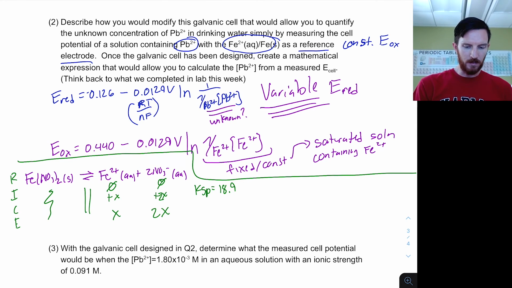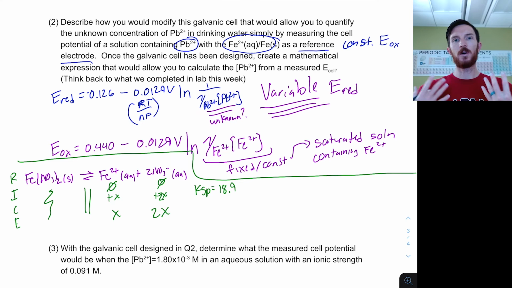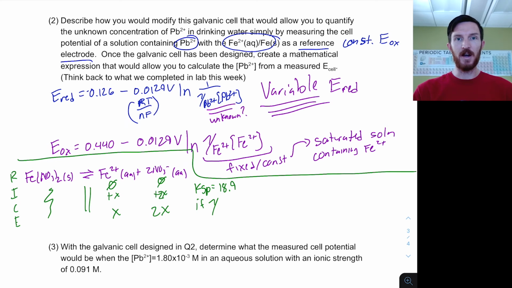And so we end up with X and 2X for our concentrations here. Now what we don't know is our ionic strength. We don't know the ionic strength of this solution. So we're going to do a first approximation and say, what would the concentration be if our gamma value was 1? We're assuming our ionic strength is low, which it's not going to be because we have high concentrations of these ions.